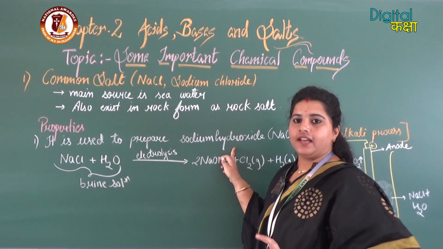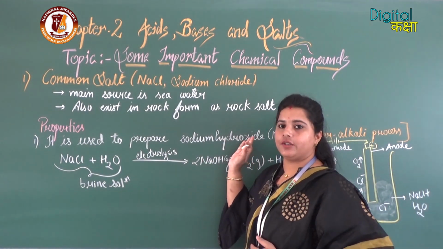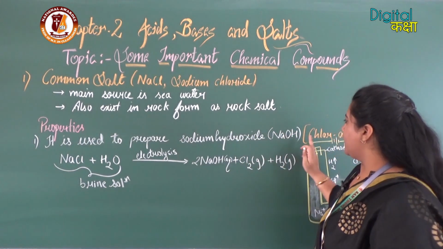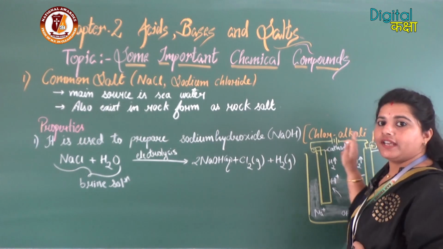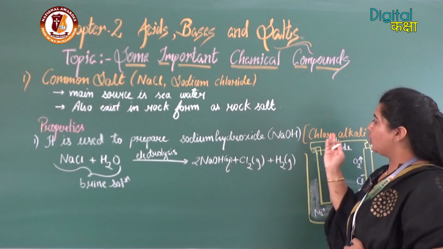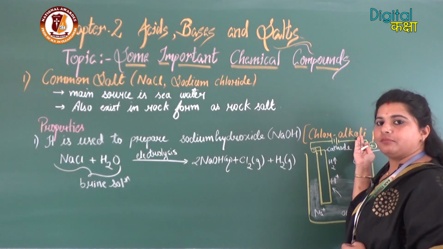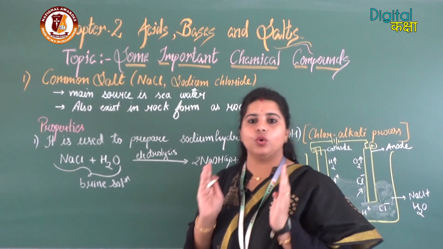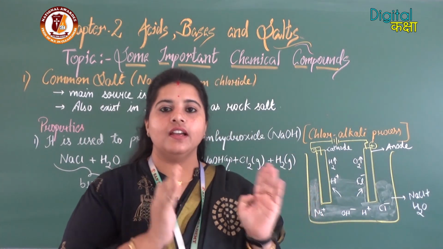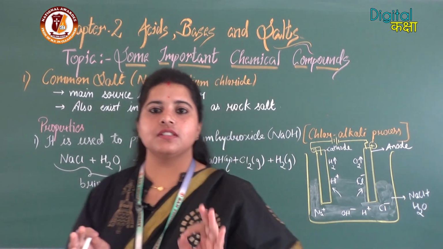The main thing is that the process name for the preparation of sodium hydroxide is called the chlor-alkali process. Now why chlor-alkali process? Chlor here represents chlorine. Alkali means base, and process means it is a process in which we are going to get chlorine and an alkali. Alkali, that is base. How is the process done?